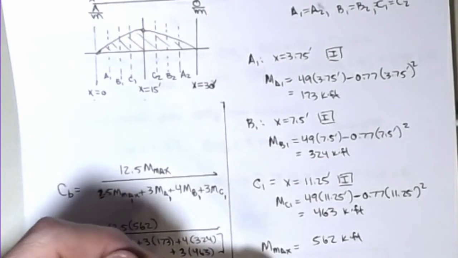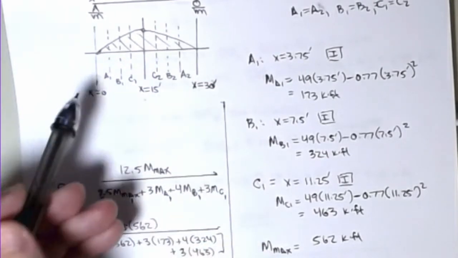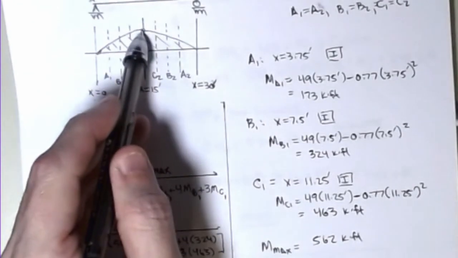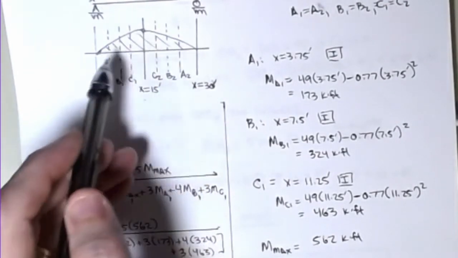Then remember, we also need the maximum moment within that span. From this picture, within this bracing point, you can see that the maximum is actually at the end. And that was the 562 number that we had last time.